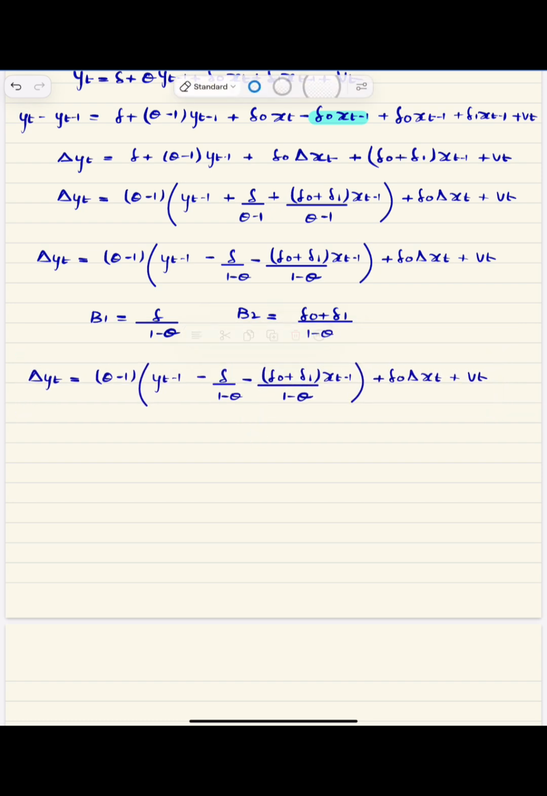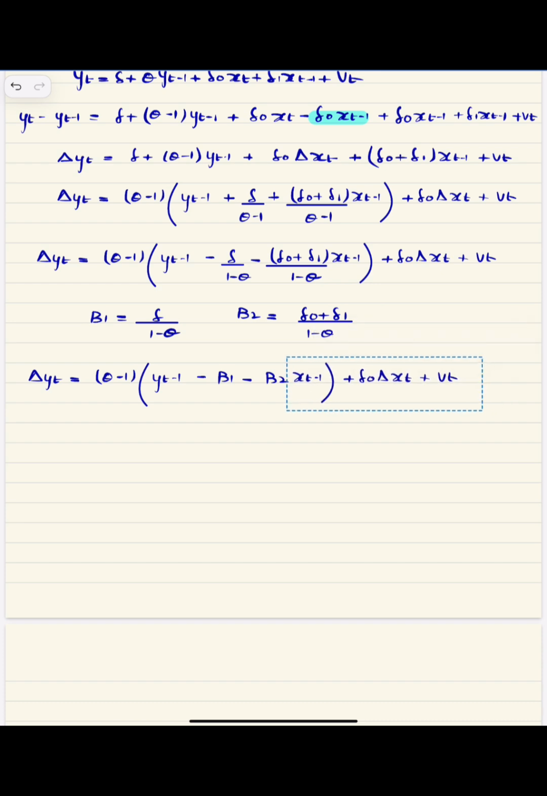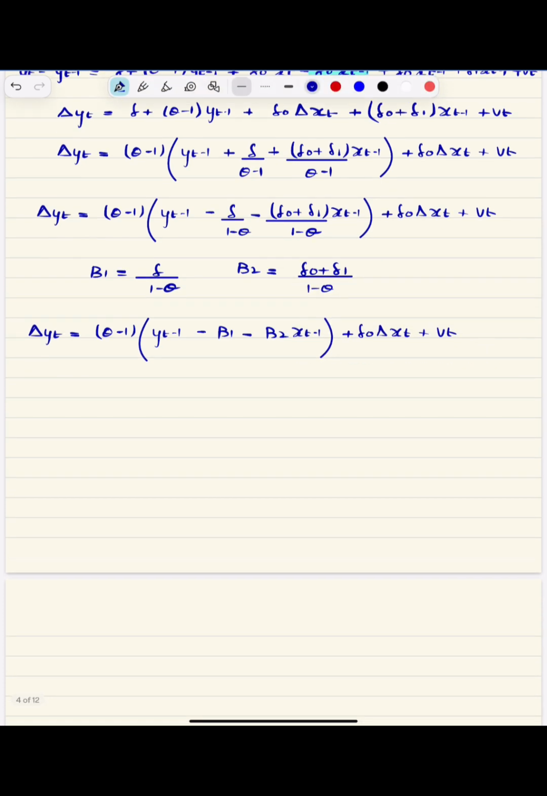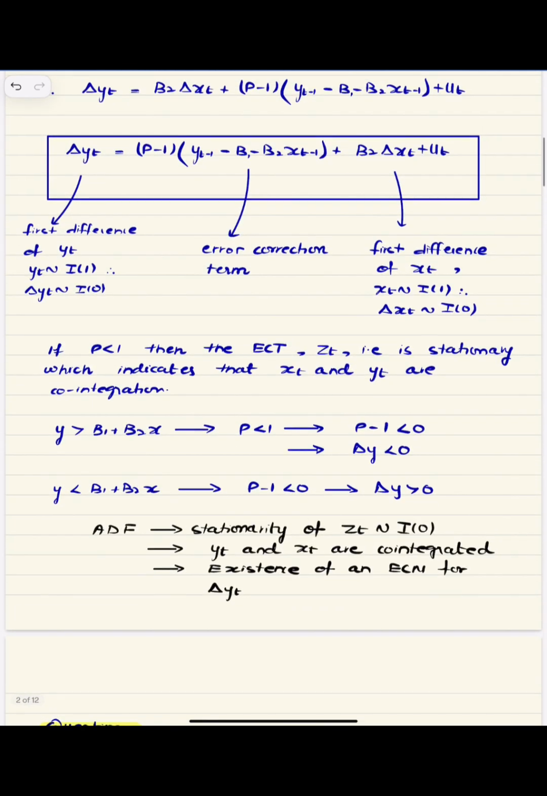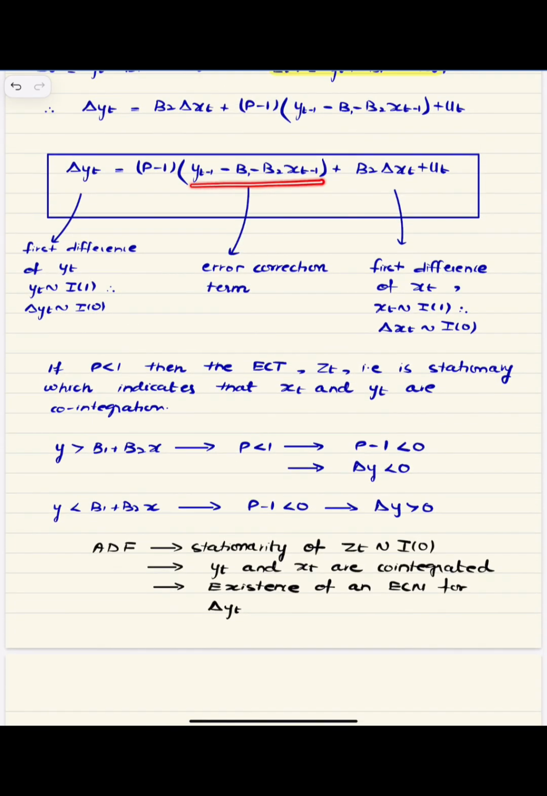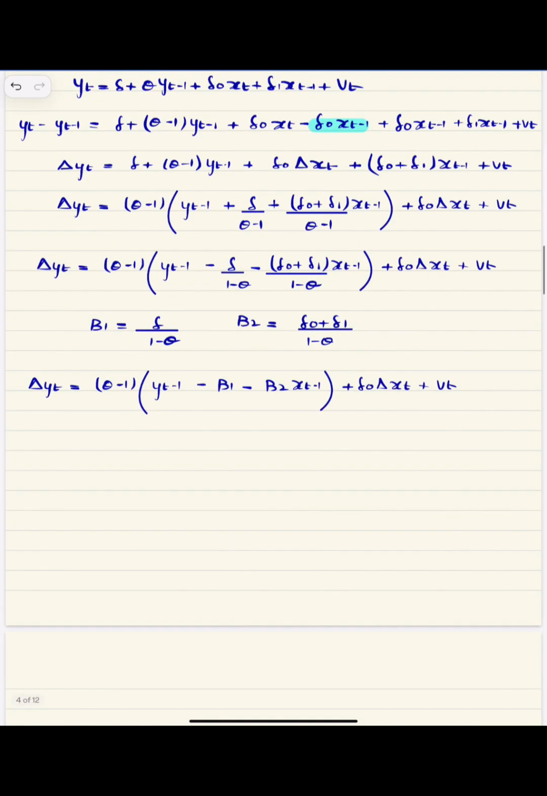So this is beta 1, this is beta 2. I hope I'm not going too fast. Okay, beta 2 is over here. Yeah, done. Okay, so this is again the same conclusion as last time. Where was it? This is the error correction term, and this basically just tells us the speed of adjustment.